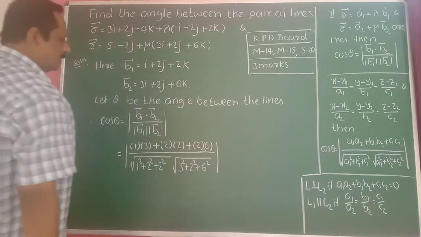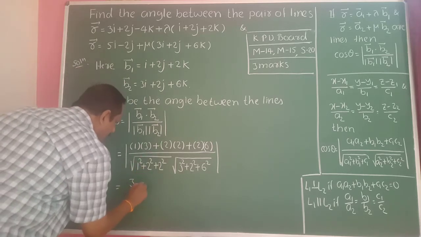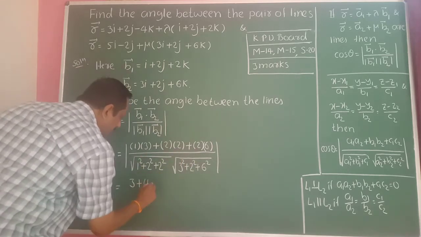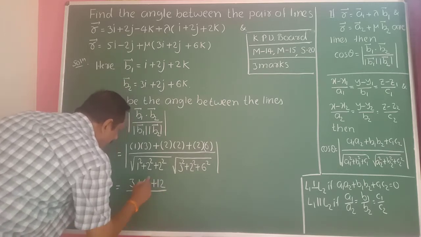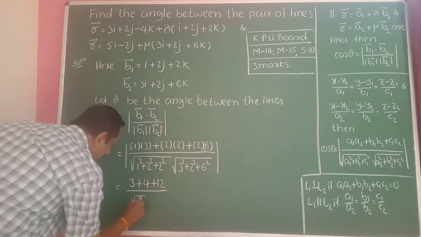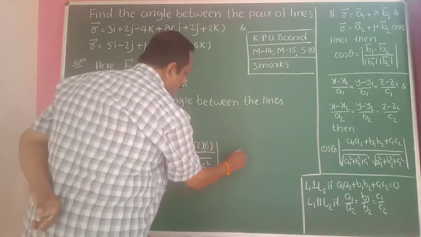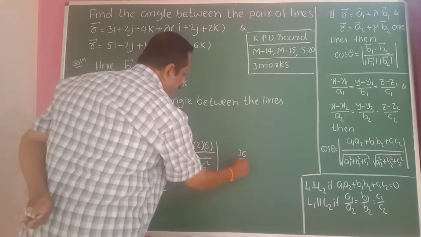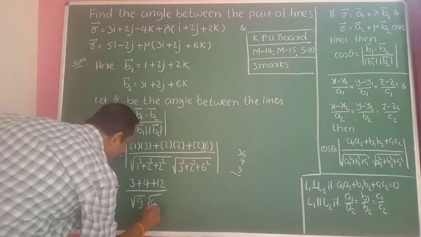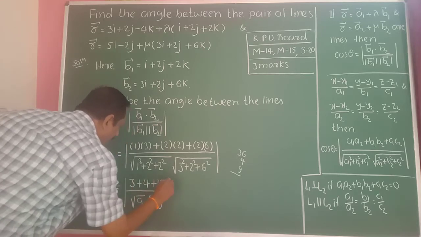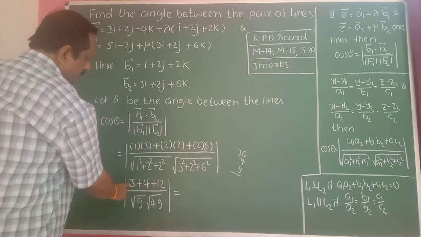Okay. Therefore, this is equal to here 3 ones are 3, 2 twos are 4 plus 4, and 6 twos are 12 here plus 12, divided by square root of 4 plus 4 8 plus 1 9. So root of 9 divided by root of, so 6 square is 36 and 2 square is 4 and 3 square is 9 here. 40 plus 9 49, root of 49 here. Then this is equal to 12 plus 4 16 plus 3 19.